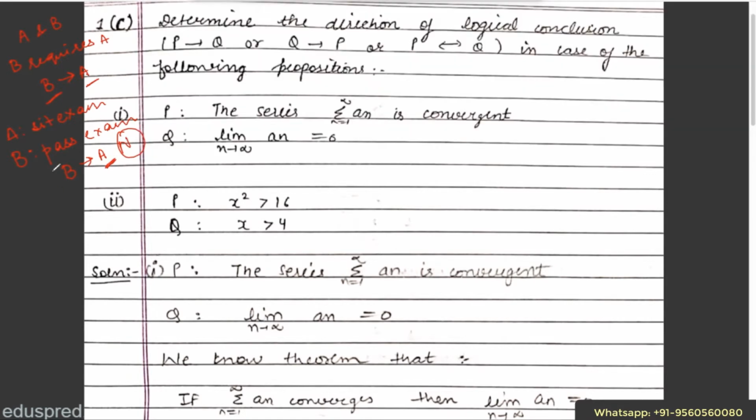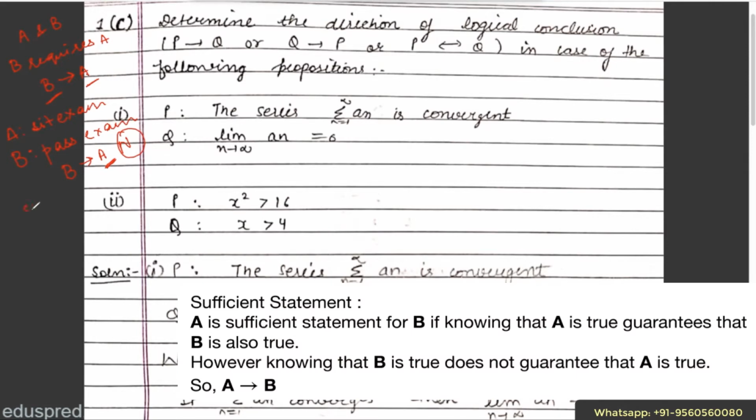Now, let's see it the other way. That is, we are dealing with the sufficient conditions. That is, the statement A is said to be a sufficient condition for statement B if knowing that A is true guarantees that B is also true. However, knowing that B is true does not guarantee that A is true. Thus, B need not be a sufficient condition for A. Here we write A implies B. So, if A is true, this guarantees that B is also true.